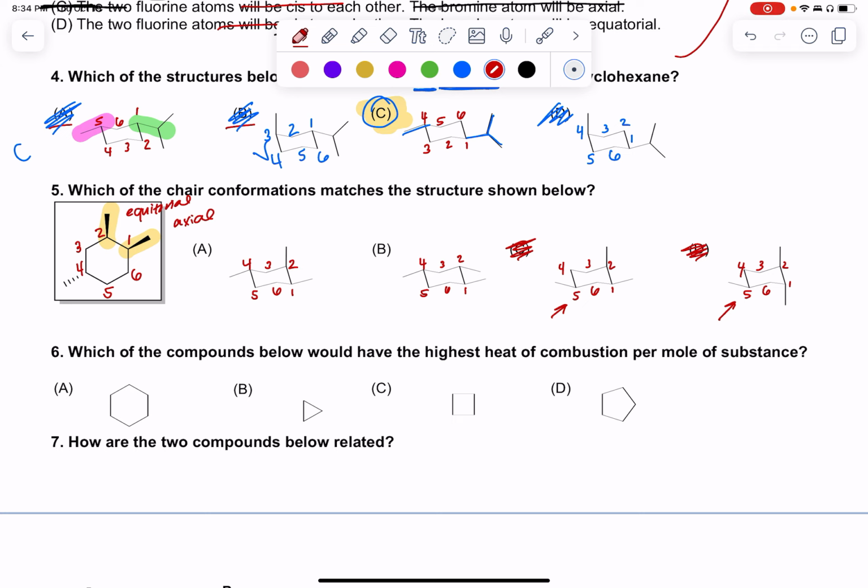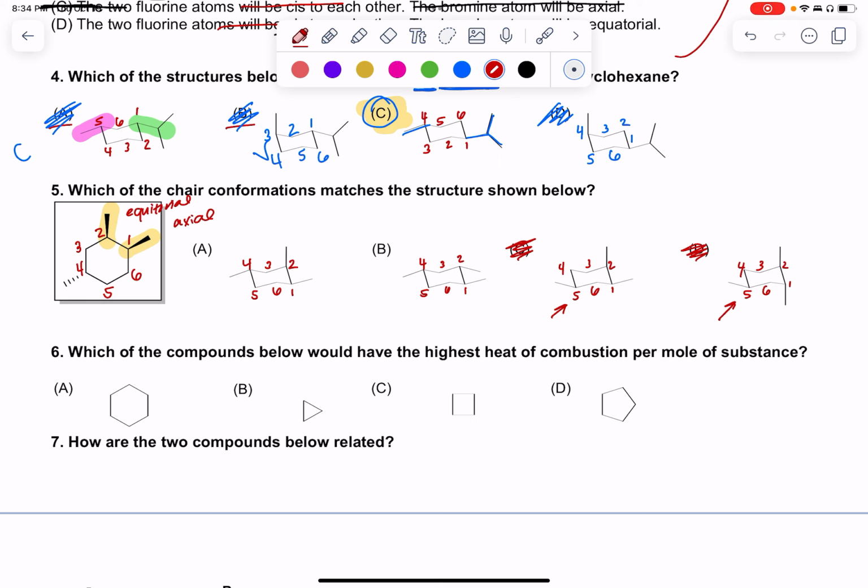Okay, so back to my A and B. Those are the only 2 answers that could be right because they're numbered correctly. I mean, they're set up correctly. They're on the right carbons. All right, so I need 1 equatorial and 1 axial. So let's say I want my 1 to be either or. I just want them to be different.